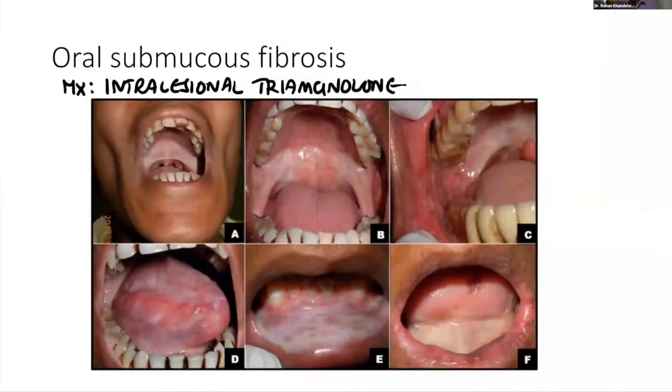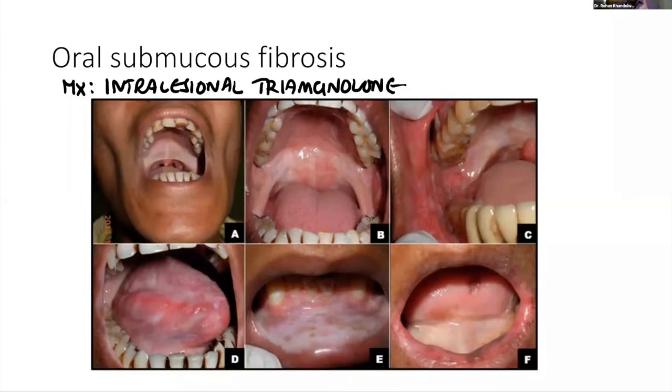This is oral submucous fibrosis, which is a hypersensitivity reaction to products of betel nut. So betel nut or areca nut can cause fibrosis, because of which the patient cannot open his mouth completely, right? There is restriction in mouth opening. That leads to poor hygiene and increases the risk of oral carcinomas.